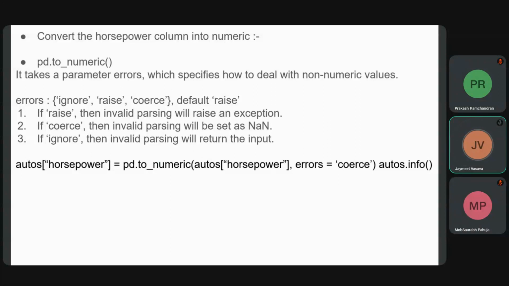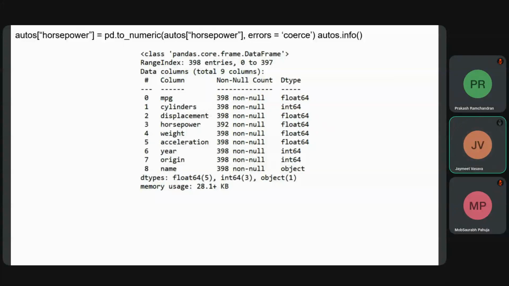Now, because we are dealing with NaN values, for autos horsepower, the column that we are working with, we will convert it using to_numeric and give the errors parameter as coerce, and display the change. When we apply the change, you can see that the horsepower, which was showing us object first, is now showing float64.